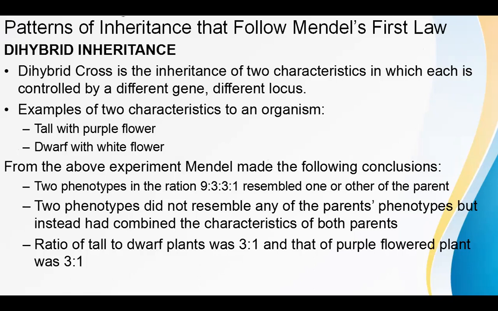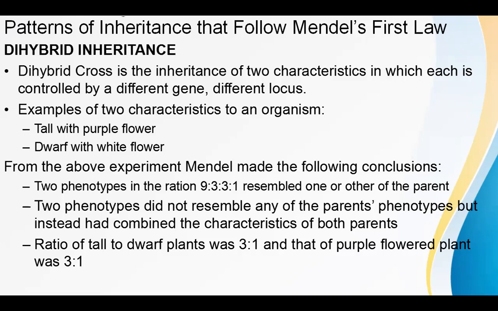Now the patterns of inheritance that follow Mendel's first law. The first one is dihybrid inheritance. A dihybrid cross is the inheritance of two characteristics controlled by different genes at different loci. For example, two characteristics of an organism can be tall with a purple flower, and dwarf with a white flower. So the crossing involves the inheritance of two characteristics controlled by different genes at different loci.